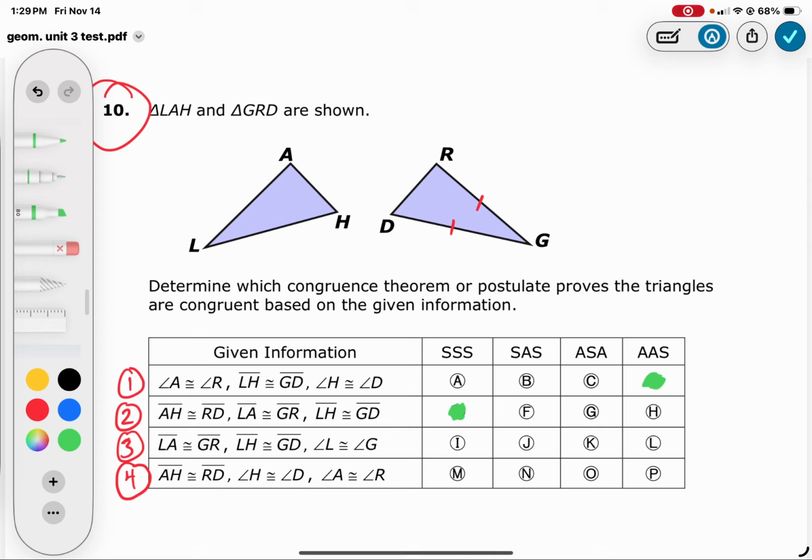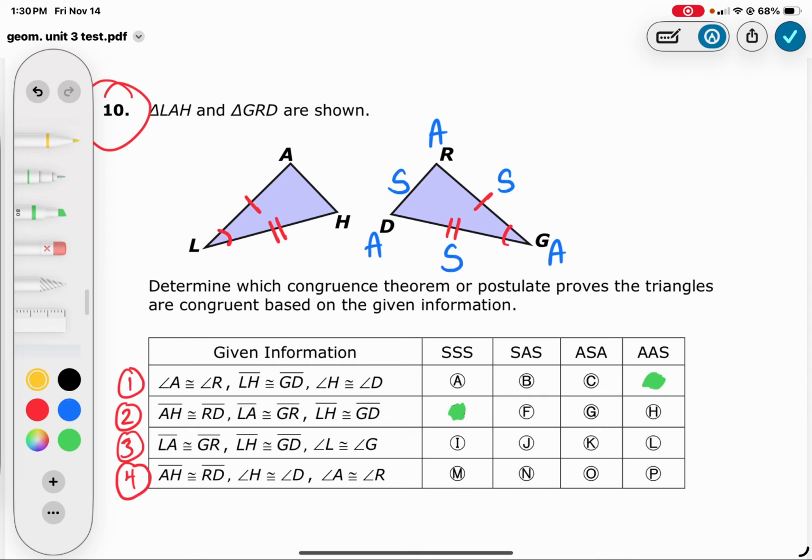The third row says that segment LA is congruent to segment GR. Segment LH is congruent to segment GD. And angle L is congruent to angle G. Now, the first 2 times I used the triangle on the left. This time I'm going to use the triangle on the right. Still going to do the same thing. Put an A where the angles are and put an S where the sides are.